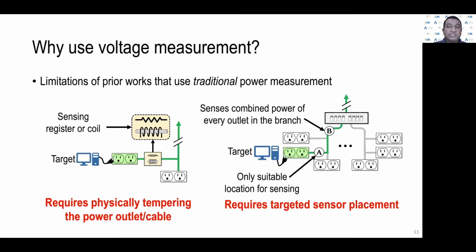Second, the placement of the meter also needs to be targeted to sense the power consumption of the transmitter. A power sensor placed at a higher level will sense the sum of power consumption of all other outlets. Sensor placement at a different branch will also be completely useless in detecting the transmitting power. In contrast, we use voltage measurement, which does not require any physical tampering, and it can be collected from any other outlet within the same power network. Hence, our approach significantly boosts the stealthiness of the exfiltration over previous work.